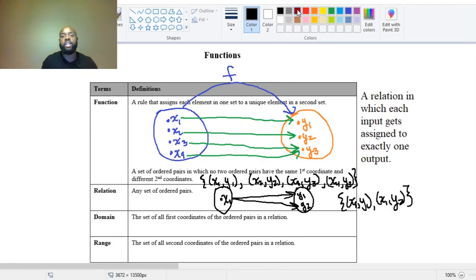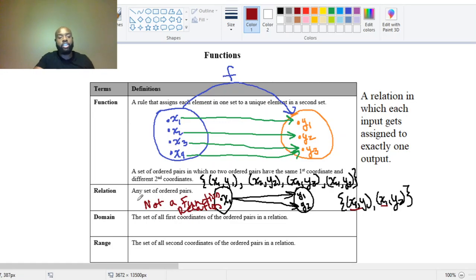Notice here in this relation, x1 repeats, which makes it not a function. And on this diagram here, we have two arrows coming from the same input value. And so this is not a function. It's just a relation, whereas this type of setup is a function. All right.